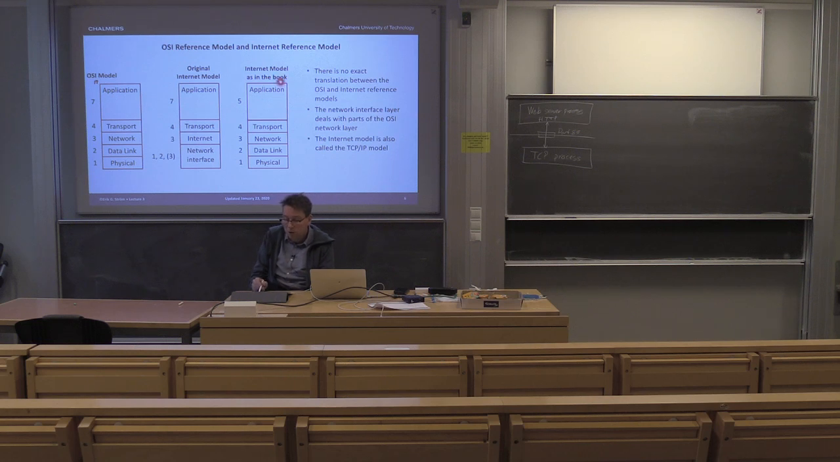The internet model as used in the book also has 5 layers: application, transport, network, data link, and physical. So you see it's not actually a good one-to-one mapping to the original internet model. For instance, here are 4 layers, and here is 5. But we'll stick with this one. When you Google, you can find this. And the internet model is also called the TCP/IP model. So it's the same thing.